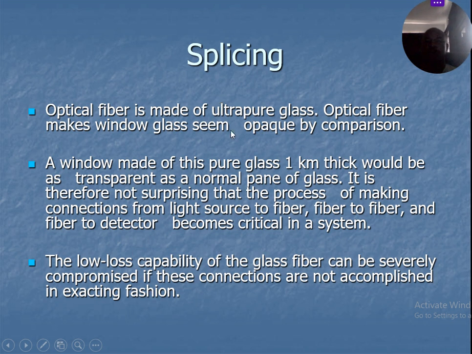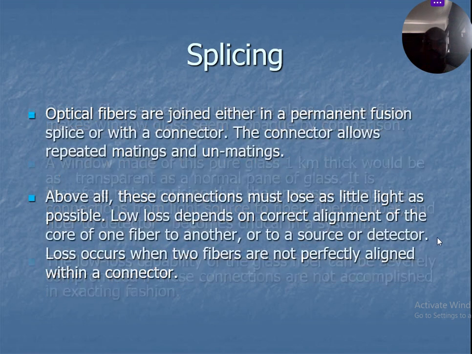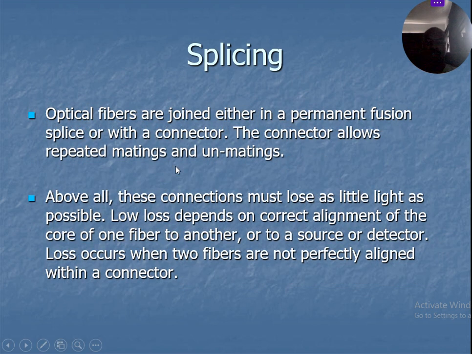Now remember, splicing is just joining two optical fiber cables together. The low loss capability of the glass fiber can be severely compromised if the connections are not accomplished in exact fashion. What this means is that if you do not align or splice the two optical fibers accurately and appropriately, there will be a lot of losses resulting from the errors of what you've done.